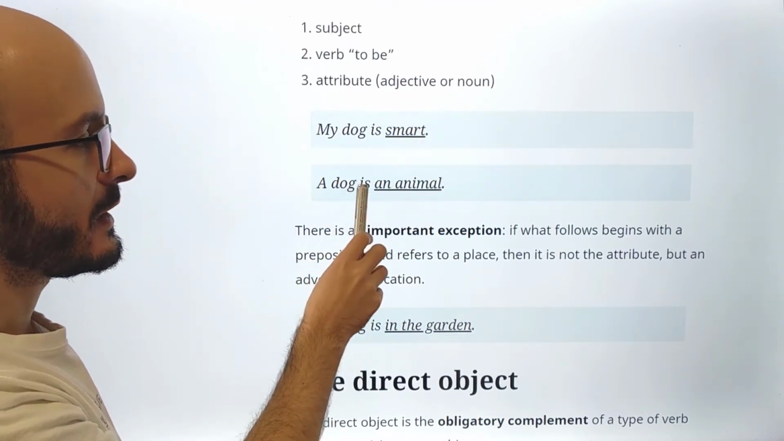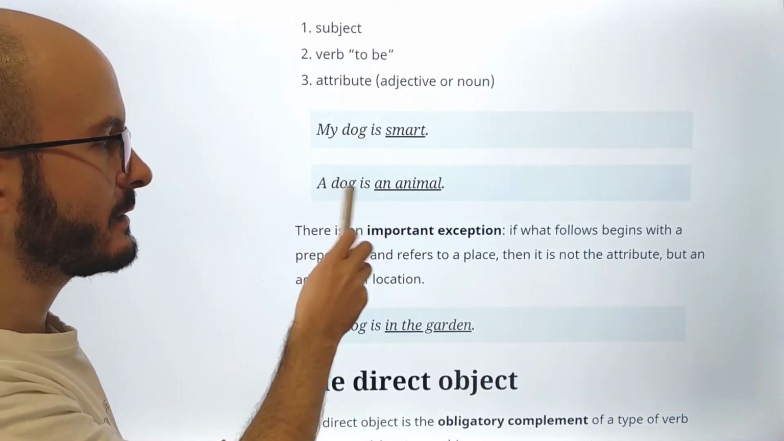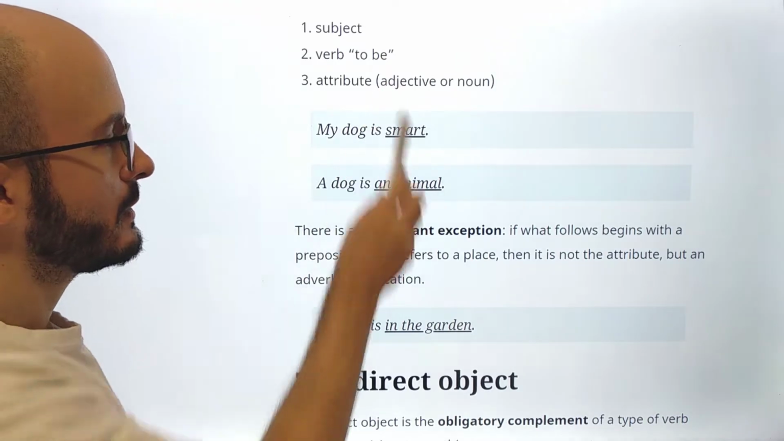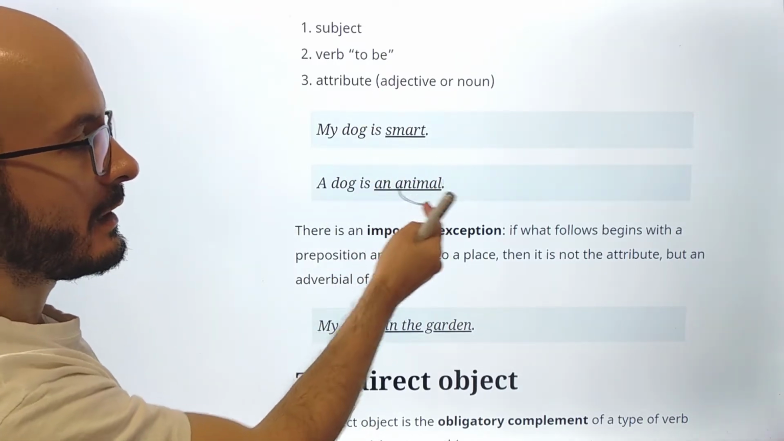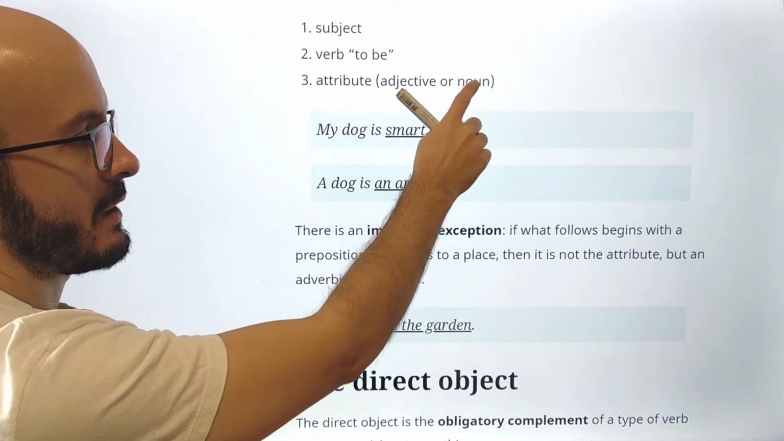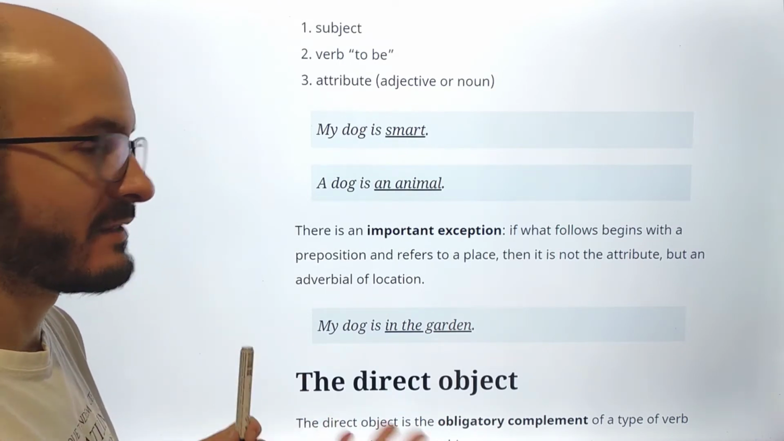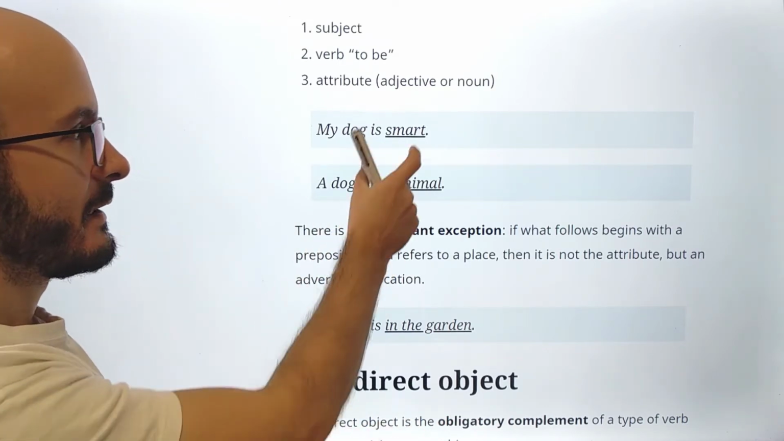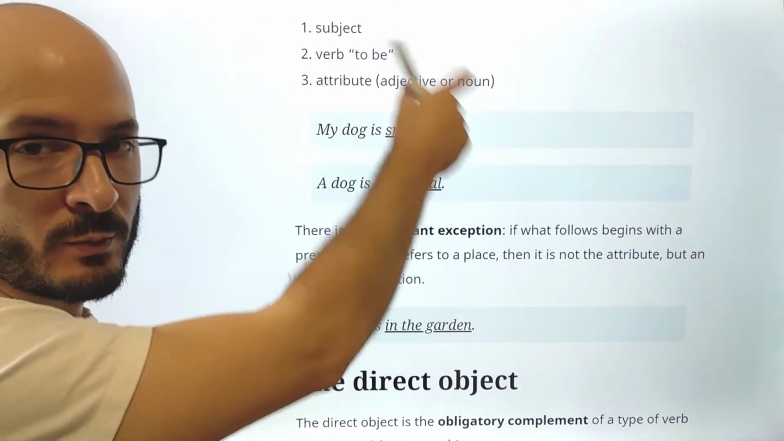Now, a dog is an animal. So here we have a dog is the subject, is the verb to be, and an animal, we see that it is a phrase with a noun. So noun, okay? So that's pretty much the attribute, okay? The complement which goes after the verb to be.